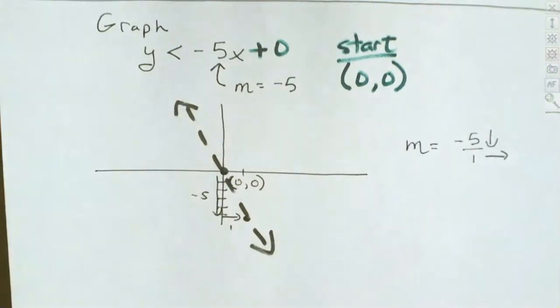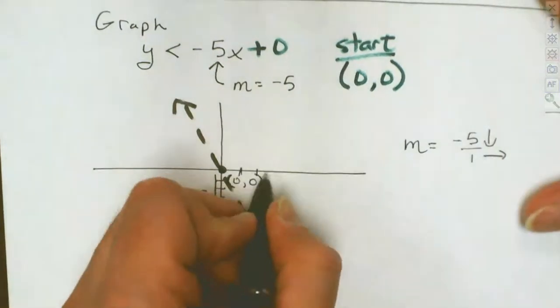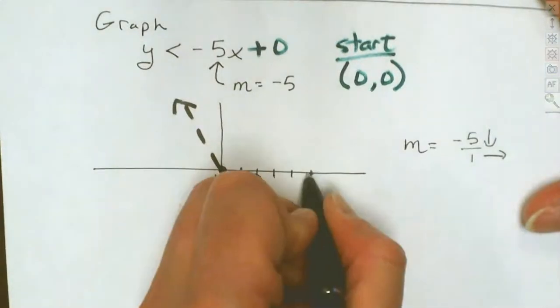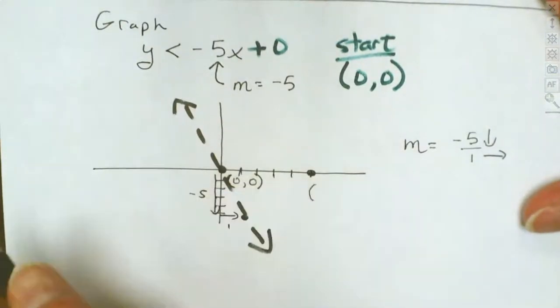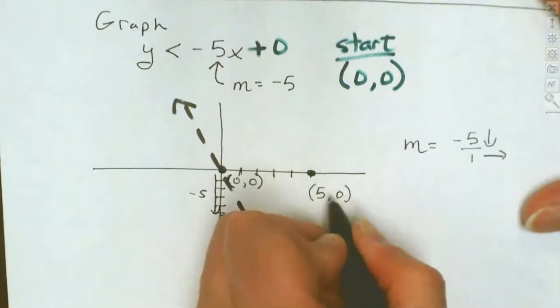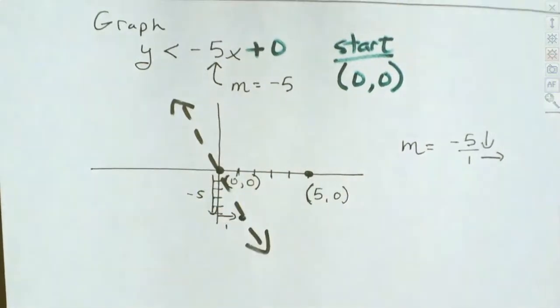I cannot check 0, 0. Why not? Because 0, 0 is on that dotted line. You need to make sure that whatever point you pick is not on that dotted line. So I can't use 0, 0. So let's just pick another point. Let's just pick 5, 0. Again, you can use any point that you want. Just make sure you know where it's at in relationship to that line.